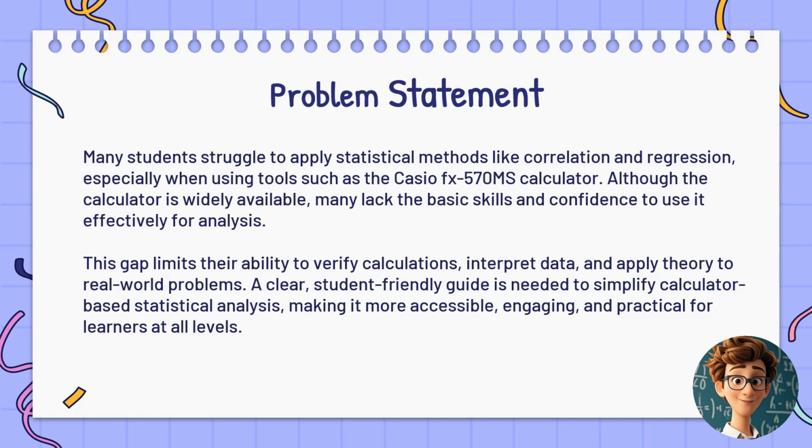Many students struggle to apply statistical methods like correlation and regression, especially when using tools such as the Casio FX570MS calculator. Although the calculator is widely available, many lack the basic skills and confidence to use it effectively for analysis. This gap limits their ability to verify calculations, interpret data, and apply theory to real-world problems. A clear, student-friendly guide is needed to simplify calculator-based statistical analysis, making it more accessible, engaging, and practical for learners at all levels.